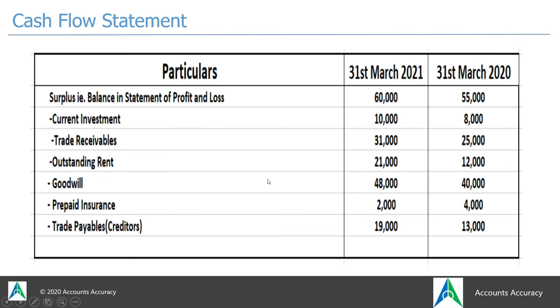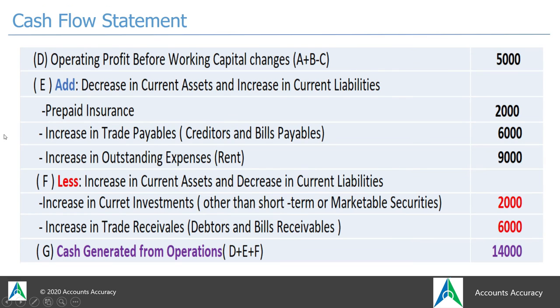Then we have trade payables. Trade payables is current liability, and we can see here again current liability is increasing, and increase in current liability needs to be added. So from 19,000, when you deduct 13,000, you will get 6,000. So this increase in trade payables of 6,000 will be added. So in 5,000 we are going to add this 2,000, 6,000 and 9,000, and we are going to deduct these two values 2,000 and 6,000. We will get the answer 14,000. So this is how you will calculate cash generated from operations.